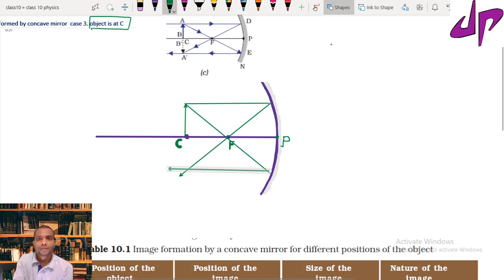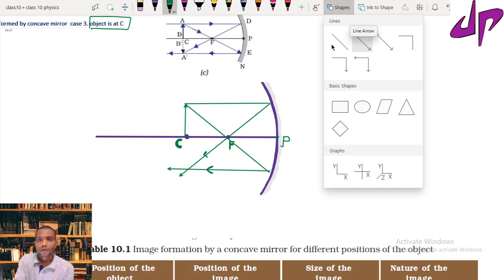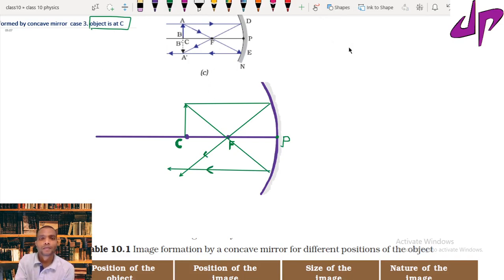Now where is the image? The image is the meeting point of the reflected light rays. So these two are the reflected light rays, this is the one and this is the one for the two rules, and you can draw the inverted image of the object here. So if AB is the object, where is the image? The image is also here. The image is A dash B dash.